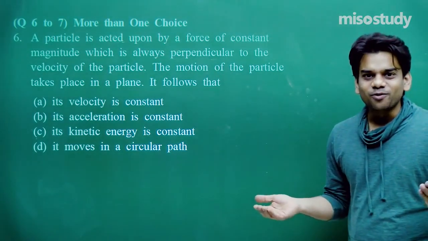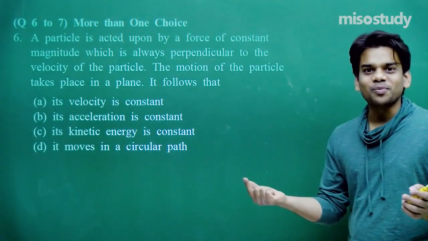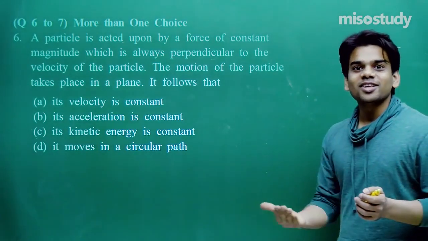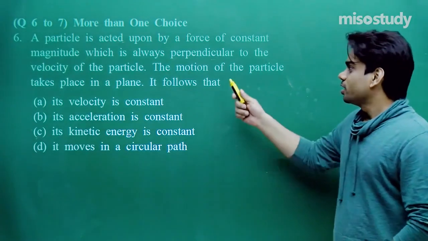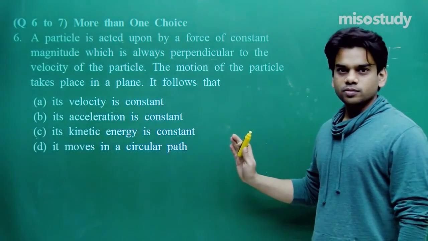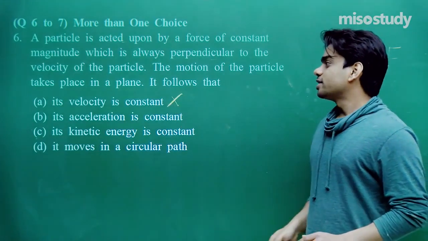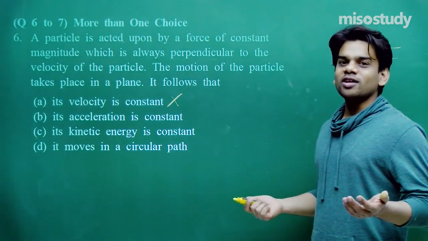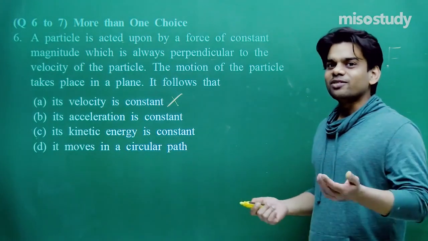Quite simple. If force is constant and perpendicular to velocity, that means we are talking about a body moving along a circle in a plane, and the body performing this circular motion is moving with a fixed speed. The motion of the particle takes place in a plane. It follows that its velocity is constant? No, it is moving along a circle. Velocity cannot be constant. Its acceleration is constant? No, you will be having centripetal acceleration working towards the center. That will change its direction.